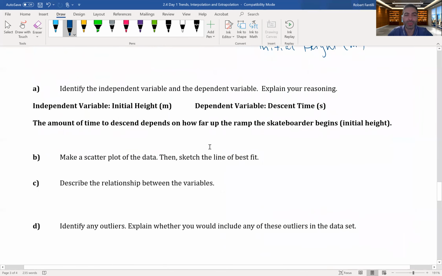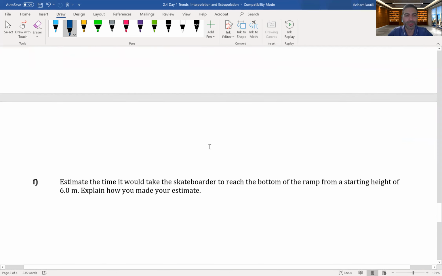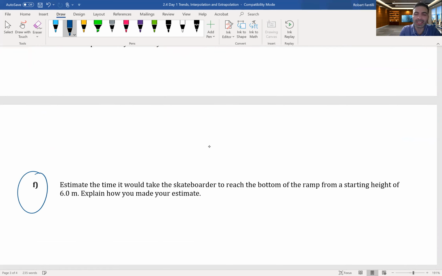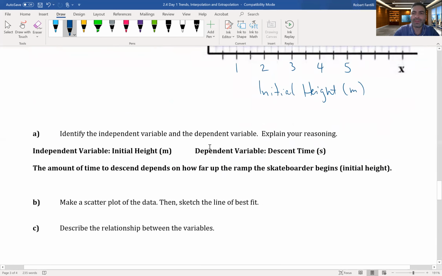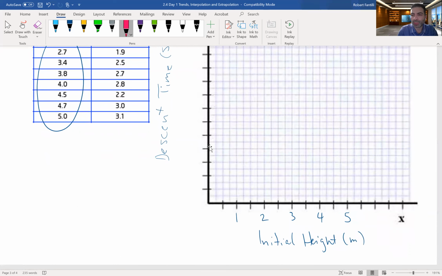I just want to look below because we're going to be doing some interpolation and extrapolation. Let me see if these questions are going to require me to do something. So estimate the time. Look at that question. Estimate the time it would take the skateboarder to reach the bottom of the ramp from a starting height of 6 meters. So if I were to go further to 5, I could go to 6 if I wanted to here. We're going to be using that eventually, okay? But that's going to be something where we're extrapolating. So I'll write that in a different color for now.